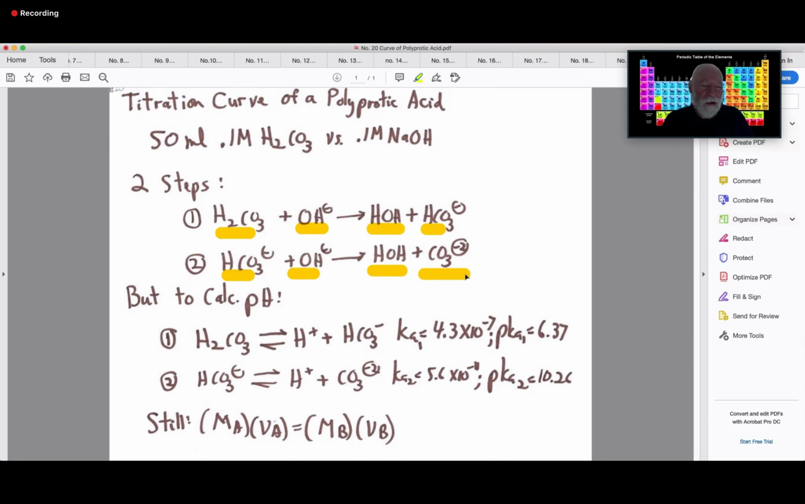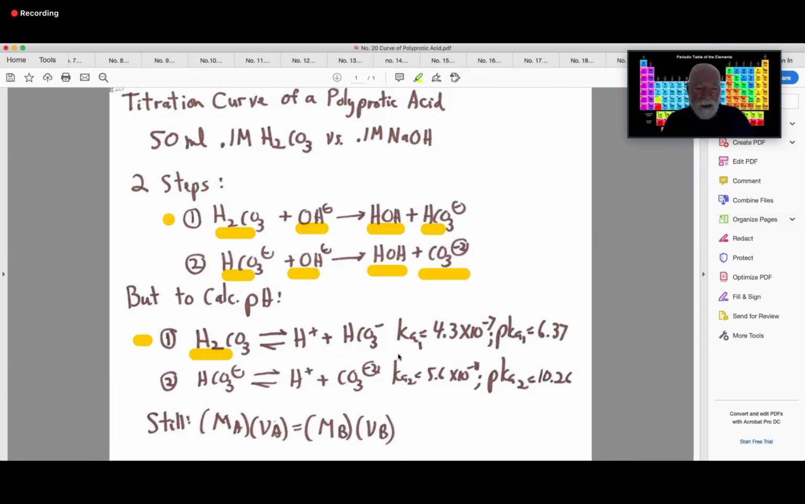Now, to use these titration equations to get the pH would be really, really hard. But it turns out you can calculate the pH another way, and that is, in step number one, besides the titration reaction taking place, you also have the weak acid carbonic acid in equilibrium with hydrogen and its conjugate base. So we're going to use the weak acid system to get the pH.